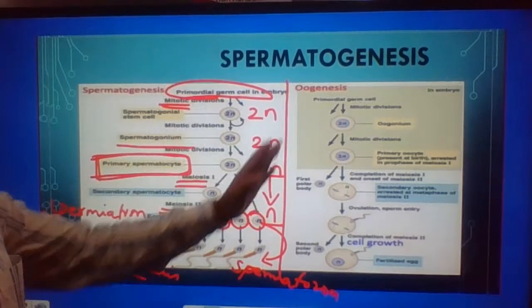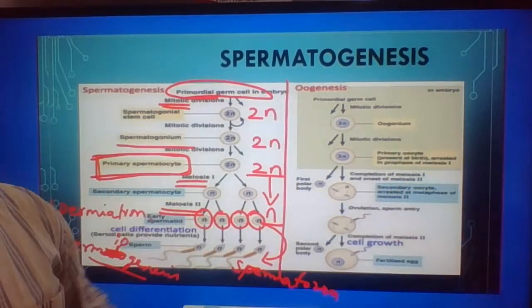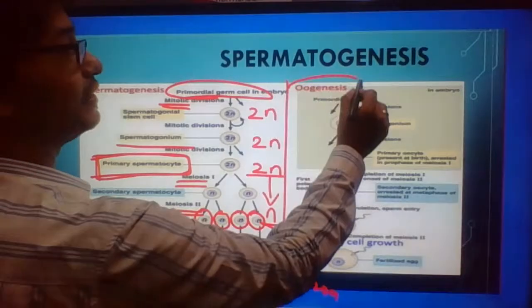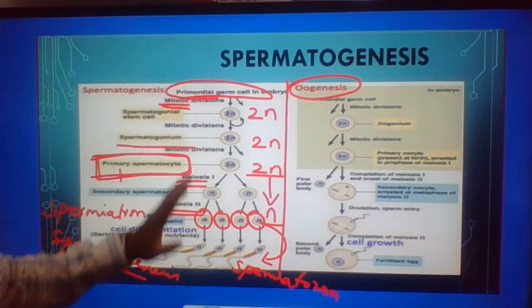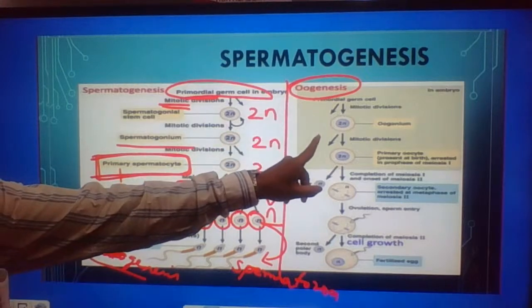Now, simultaneously on the other side, you could see the oogenesis. Oogenesis, for example, you take in case of female. The male process is very simple, spermatogenesis, a very simple process. But oogenesis is not like that.